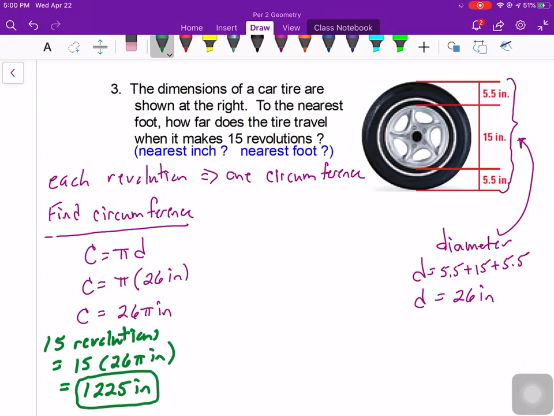They also asked for it to the nearest foot. Well, to get our answer to the nearest foot, we just have to take that inch value, 1,225 inches, and then we divide it by 12. So to the nearest foot, 102 feet. Okay, make sure that one makes sense to you. Feel free to pause if you need to.